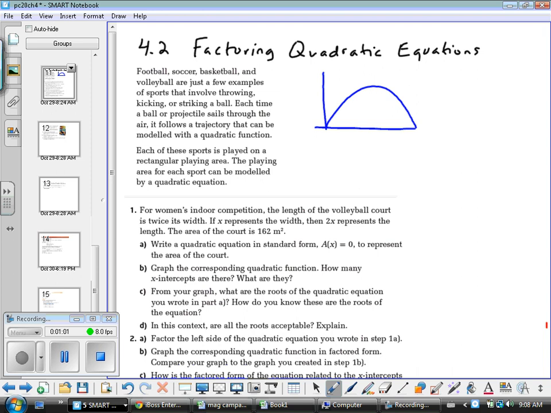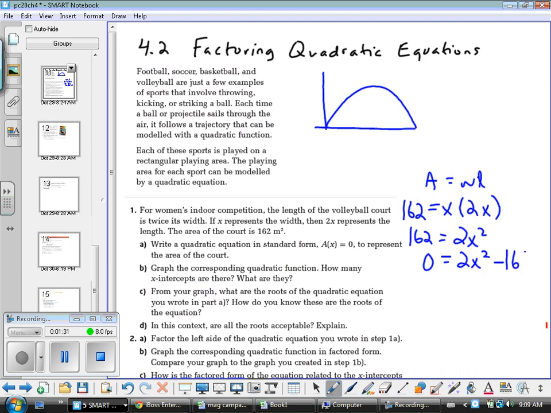For women's indoor competition, the length of the volleyball court is twice the width. x represents the width, and 2x represents the length. So that would be width times length, sorry, I wrote it in the wrong order. You can say the area is 162. That equals x times 2x, so 2x squared equals 162. If you wanted to write it as a standard form quadratic equation, it would be 2x squared minus 162.